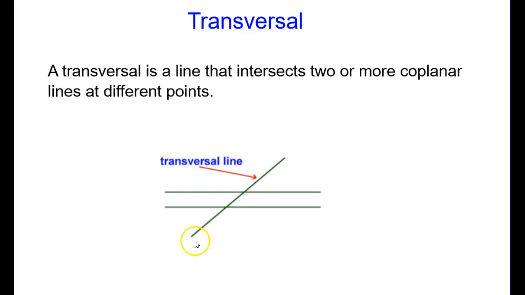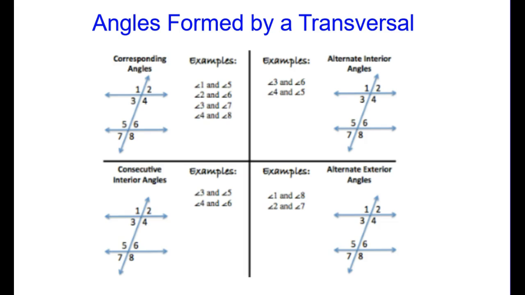The reason a transversal is important is, if you look at this picture, we have 8 different angles that are formed by that transversal intersecting those two other lines. There are special names that we're going to use for each of those angle pairs. There are 4 main types of angles we're going to discuss that are formed by a transversal. The first one is corresponding angles.